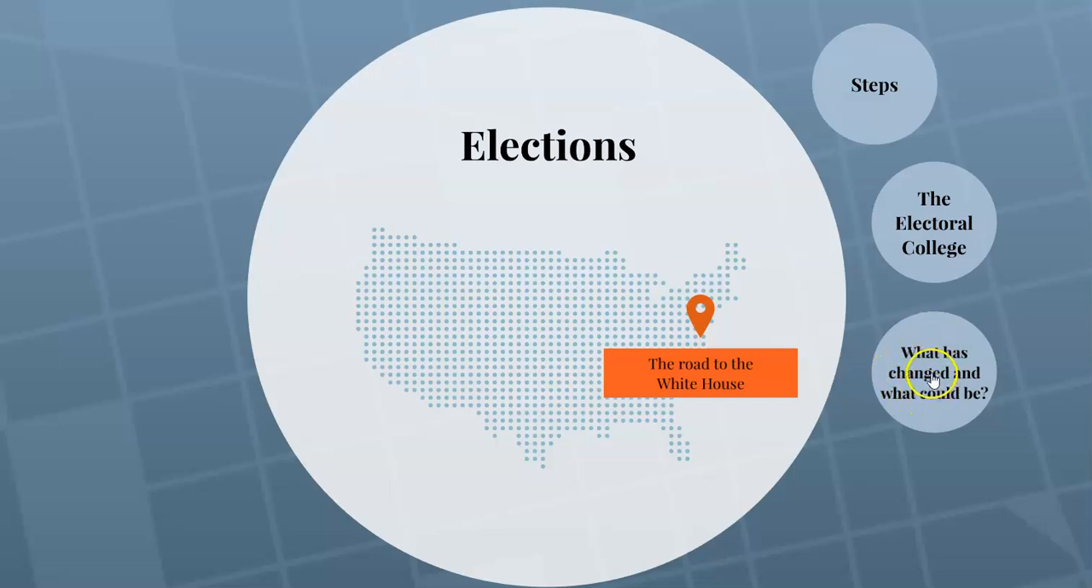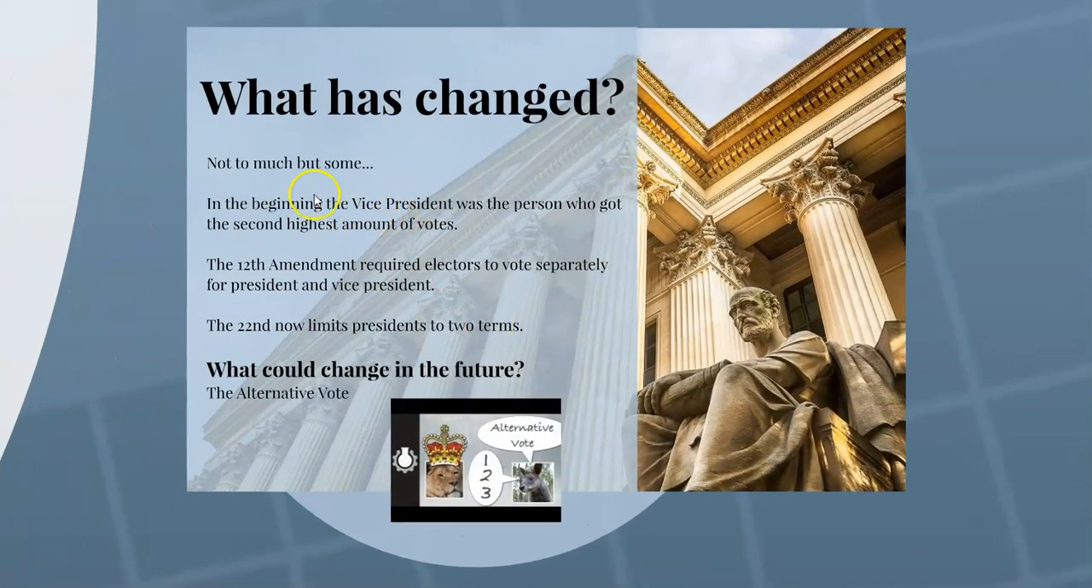So what has changed and what could be changing in the future? Not much overall since the foundation of our Constitution. In the beginning, the Vice President was the person who got the second highest votes, like I said. But now, because of the 12th Amendment, electors vote separately for the President and the Vice President. So when it goes to that Electoral College, they have a ballot for presidents, ballot for vice presidents. And now, because of the 22nd Amendment, presidents are limited to 2 terms. So as far as presidential election goes, not a lot has changed.